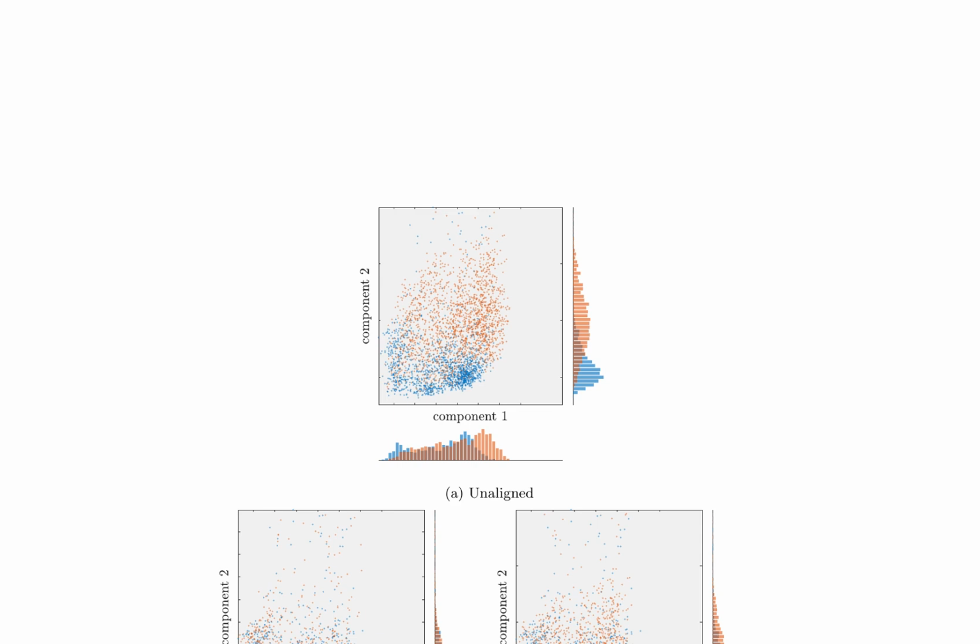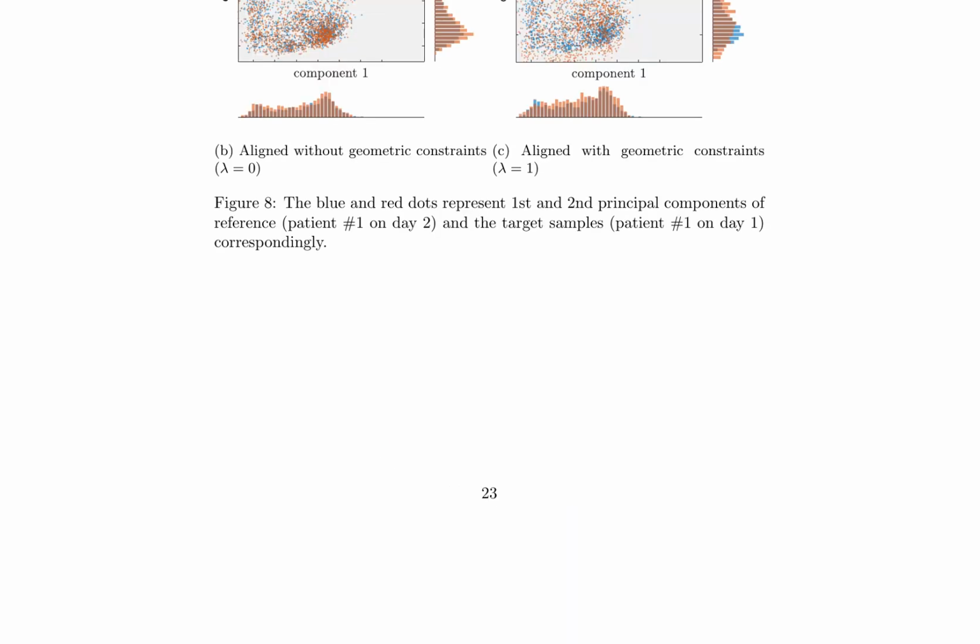The alignment process is formulated as an optimization problem, aiming to minimize the distance between the reference and target samples while satisfying geometric constraints. The optimization problem is expressed as minimize the summation, i equals 1 to n, of (x_i minus y_i) squared, plus lambda times the summation, i equals 1 to n, of (x_i minus y_i) squared times g_i h_i squared, where x_i and y_i represent the reference and target samples, g_i and h_i denote the geometric constraints, and lambda is the regularization parameter controlling the strength of these constraints.